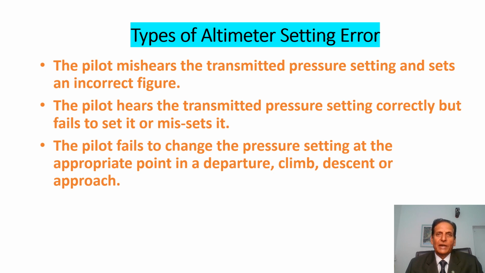We shall now discuss types of altimeter setting error. One reason can be that the pilot mishears the transmitted pressure setting and sets an incorrect figure. The pilot hears the transmitted pressure setting correctly but fails to set it or missets it. The pilot fails to change the pressure setting at the appropriate point in a departure, climb, descent, or approach.